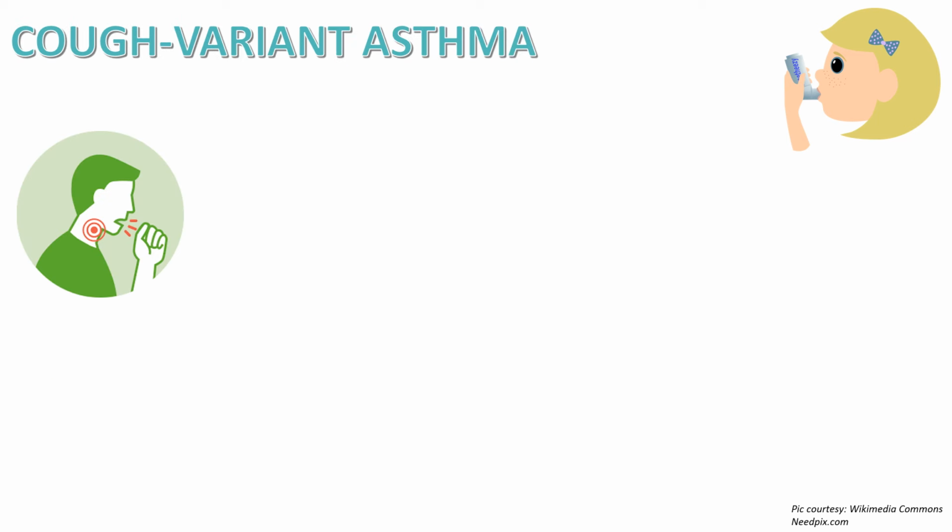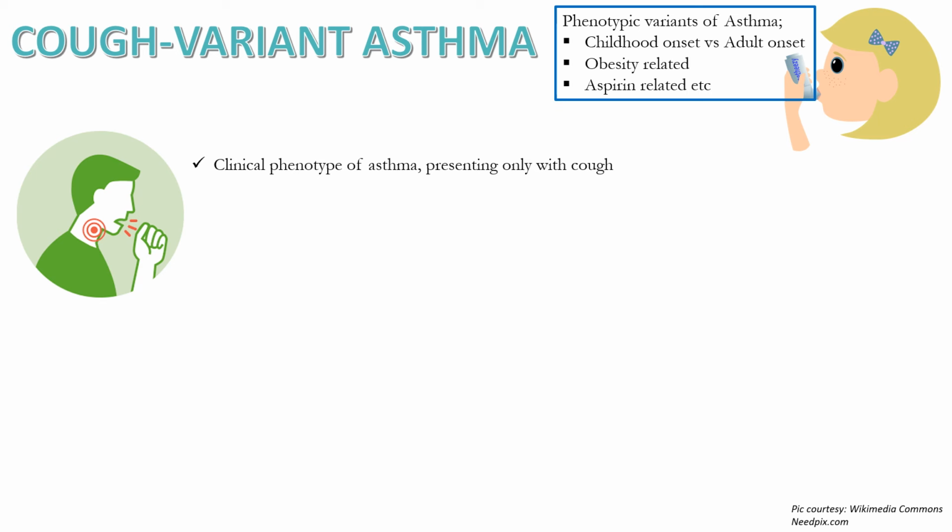More information has been added about cough variant asthma. It is basically a clinical phenotype of asthma presenting only with cough. So what is meant by phenotype? Phenotype is the physical representation of an illness. Some other examples of phenotypes of asthma are childhood onset asthma, adult onset asthma, obesity related asthma, aspirin related asthma, and so on. So now I guess you have an idea what different phenotypes of asthma are. Cough variant asthma is also basically a clinical phenotype of asthma.